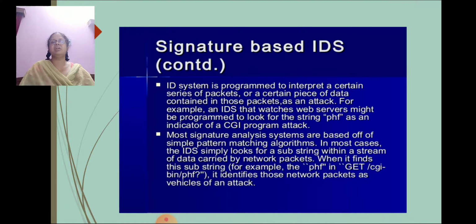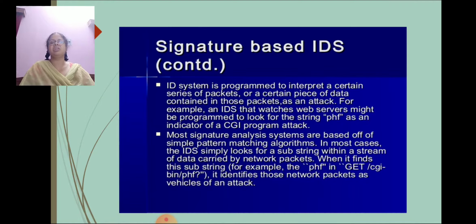An IDS is programmed to interpret a certain series of packets or a certain piece of data contained in those packets as an attack. For example, an IDS that watches a web server might be programmed to look for the string PHF as an indicator of a CGI program attack.